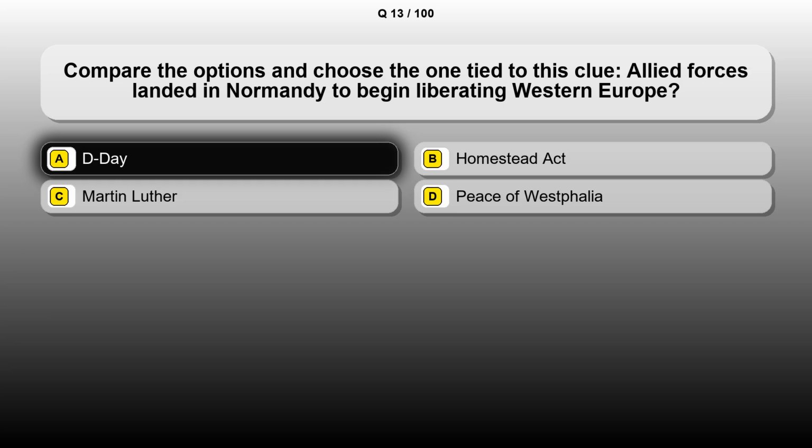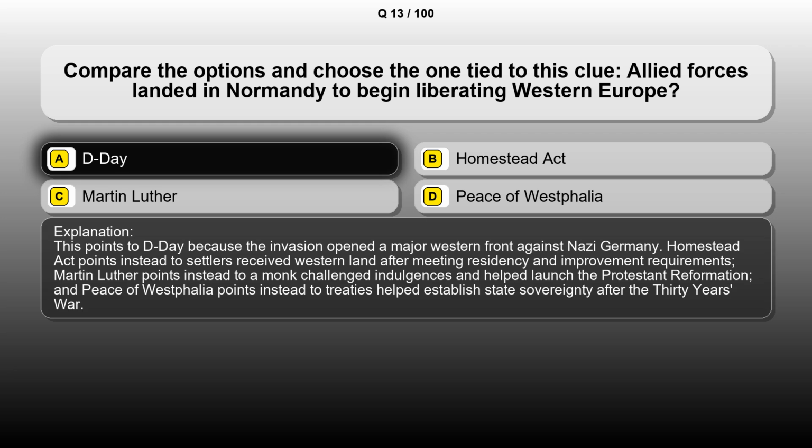The correct answer is option A, D-Day. This points to D-Day because the invasion opened a major Western front against Nazi Germany. Homestead Act points instead to settlers received Western land after meeting residency and improvement requirements. Martin Luther points instead to a monk challenged indulgences and helped launch the Protestant Reformation, and Peace of Westphalia points instead to treaties helped establish state sovereignty after the 30 Years' War.